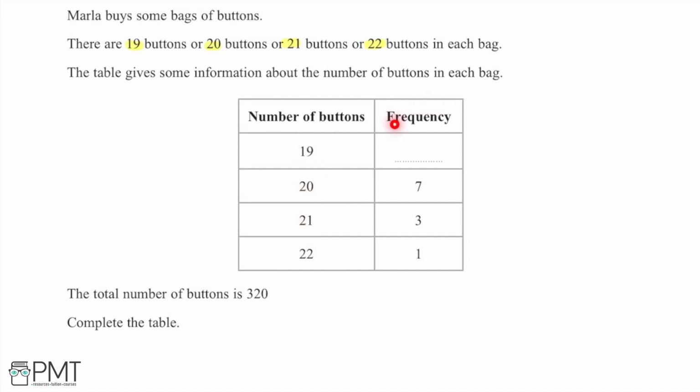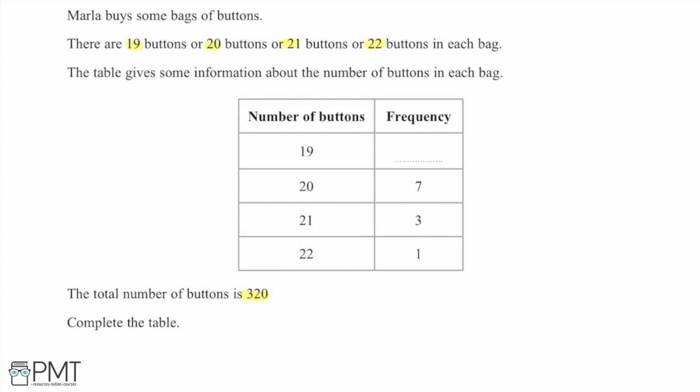And then we have the frequency in the right-hand column. And this is the number of each type of bag that we have. So for example, there are 7 bags which have 20 buttons in. We're then told that the total number of buttons is 320, and we're asked to complete this table.